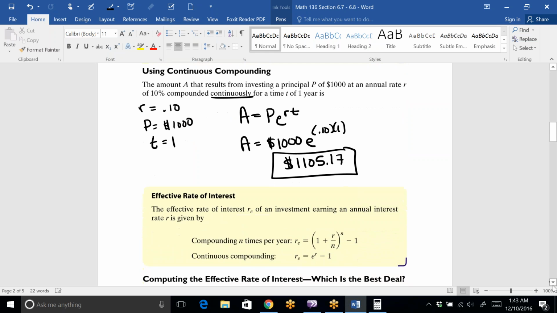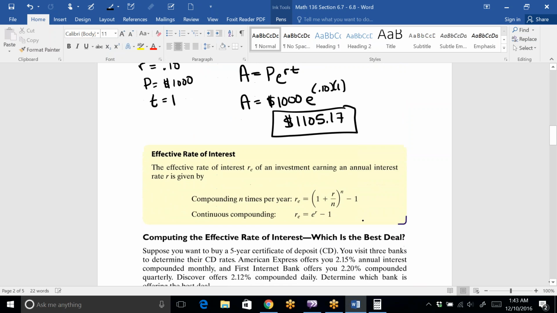This is called the effective rate of interest. Essentially, the only way to change how fast your money grows is to either compound more often or to increase the rate that they give you for the interest. So to figure out your effective rate, which they call r sub e, of an investment earning an annual interest rate of r, you have to use this formula.